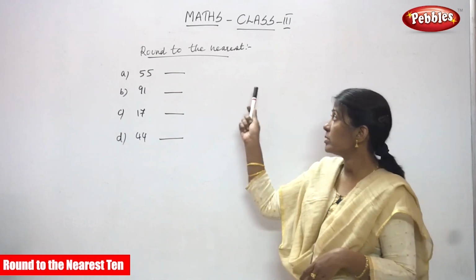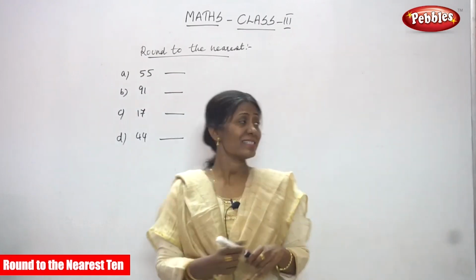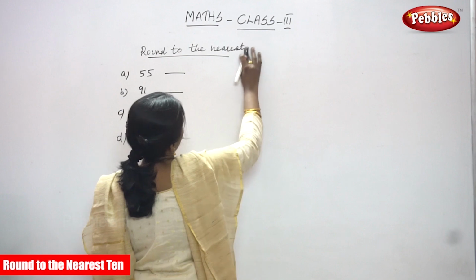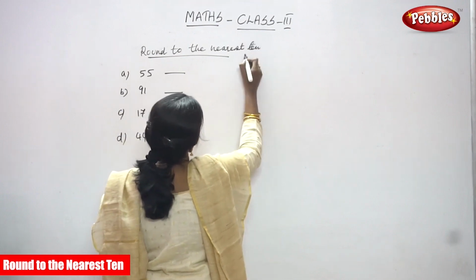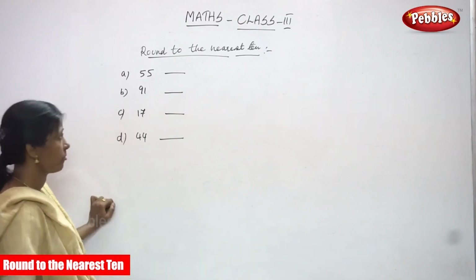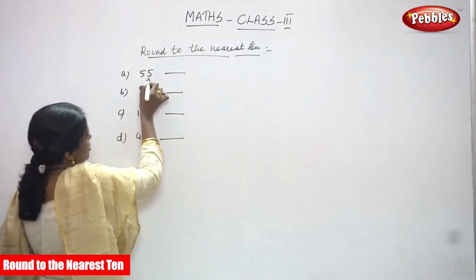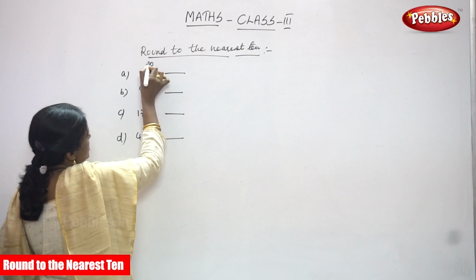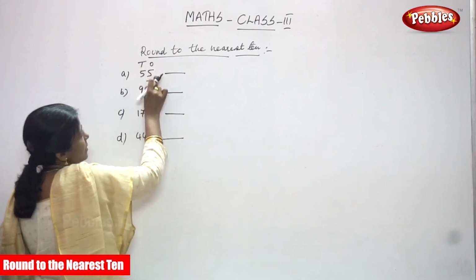Round to the nearest 10. So, nearest 10 we have to write. Okay, round to the nearest 10. The first question is 55. I told you, always you must look at the ones digit. So, what is the number in the ones place?